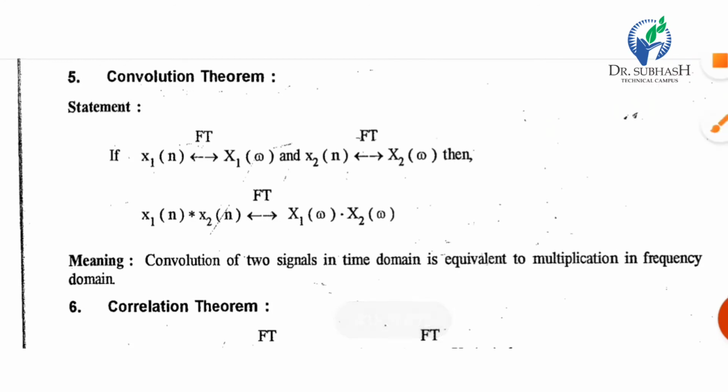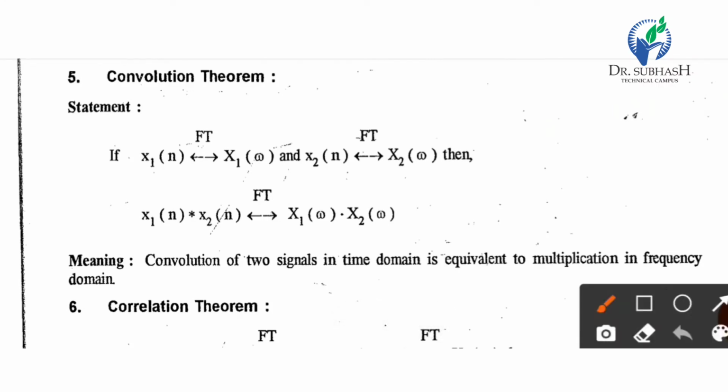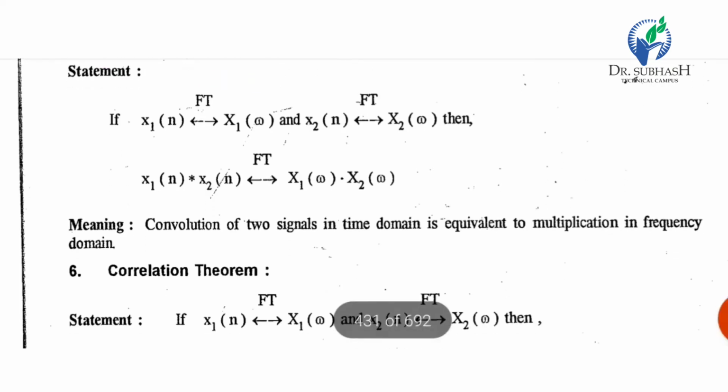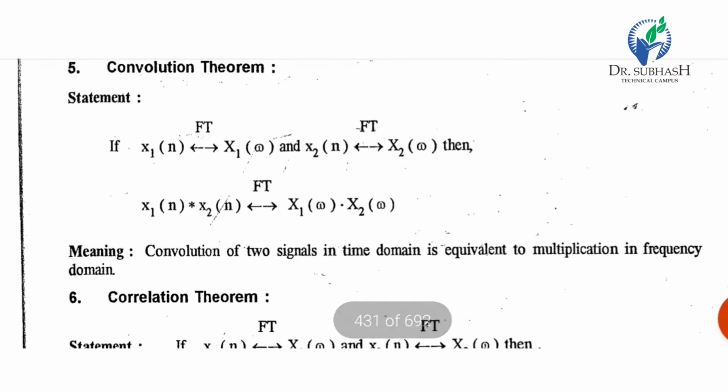Now the next property is the convolution theorem. We get more trouble in the time domain to find the convolution. There are so many methods we use to find convolution, but after studying the Z transform and Fourier transform, it is easy to find the convolution of two quantities.